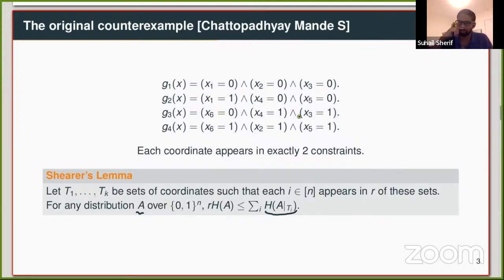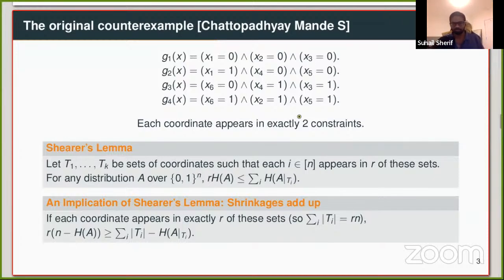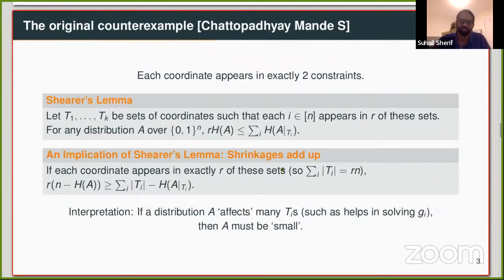But it's not clear yet how Shearer's lemma helps us. And if you rewrite it, it's still not very clear, but this is the interpretation that I'm going for here. So if a distribution A affects many of the TIs, so if a distribution is going to help you solve a particular GI, it must actually help you. You should be able to see it in the marginal of that distribution on TI. So in that sense, it's affecting many TIs. And mathematically, what that corresponds to is that this quantity is omega 1. And what Shearer's lemma would imply is that if for many of the TIs, this quantity is omega 1, then n minus h of A should actually be large. All of these omega 1s are going to add up. And so h of A is actually going to be much smaller than n. That means that A must be a small distribution.